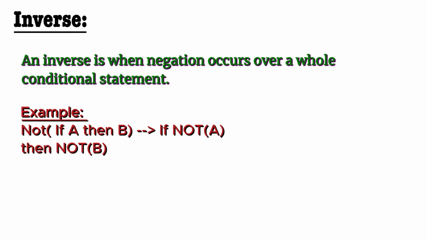Inverse. Enter inverse. An inverse is when a negation is used over an entire conditional statement, not applied to the whole. If A then B becomes if not A, then not B. This means we reverse the truth value of each part of the conditional statement. That means we made trues false and falses true for the A and B.